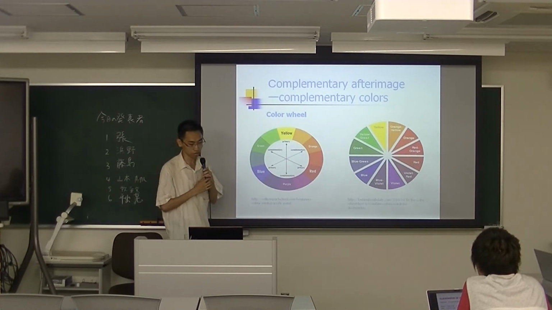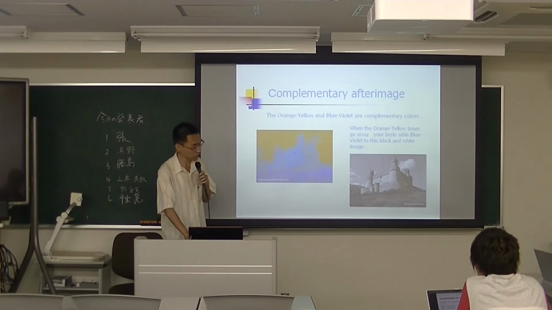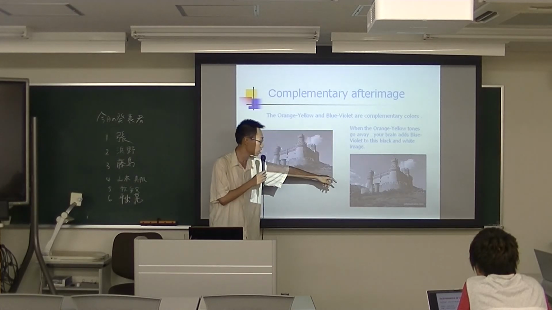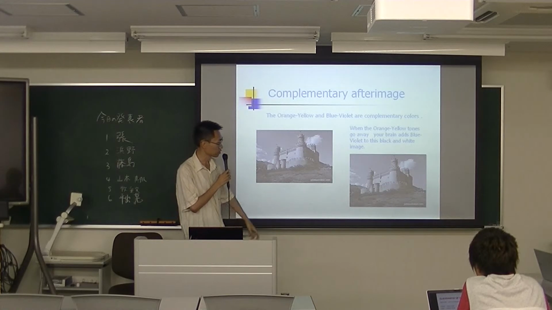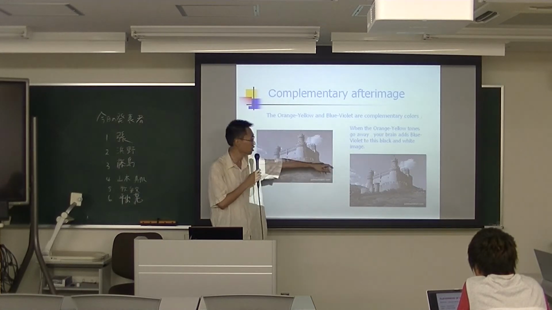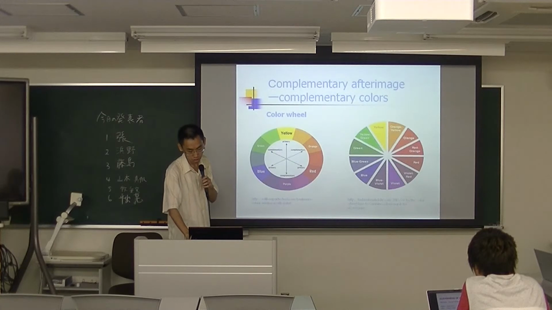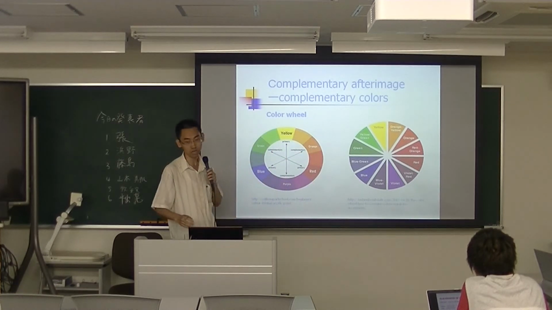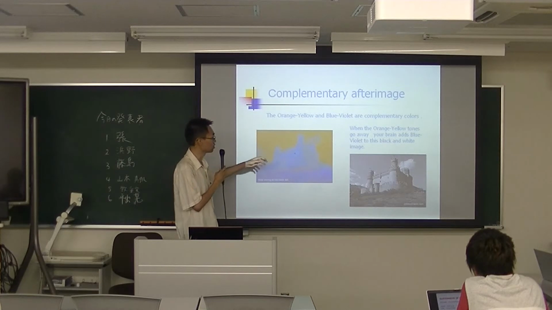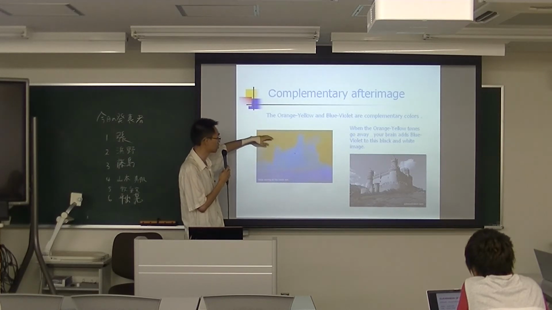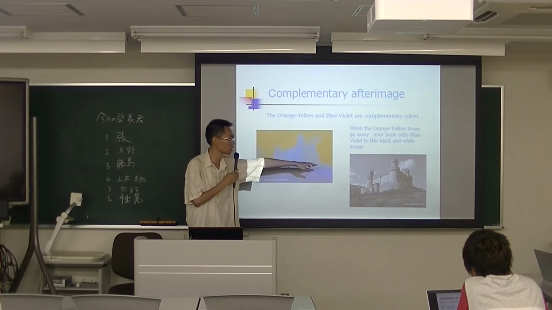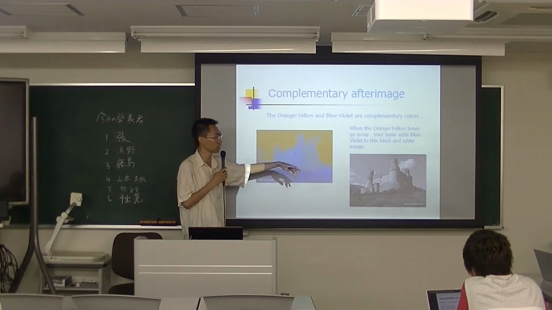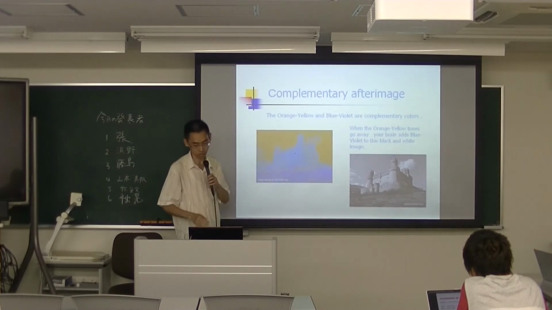As shown in the picture, red and green, or blue and orange, are complementary colors. So, for example, why can we see this picture with the sky blue? Because in the color wheel, orange, yellow, and blue violet are complementary colors. When the orange and yellow tones go away, your brain adds blue violet to this black and white image, so that we can see the sky in blue.